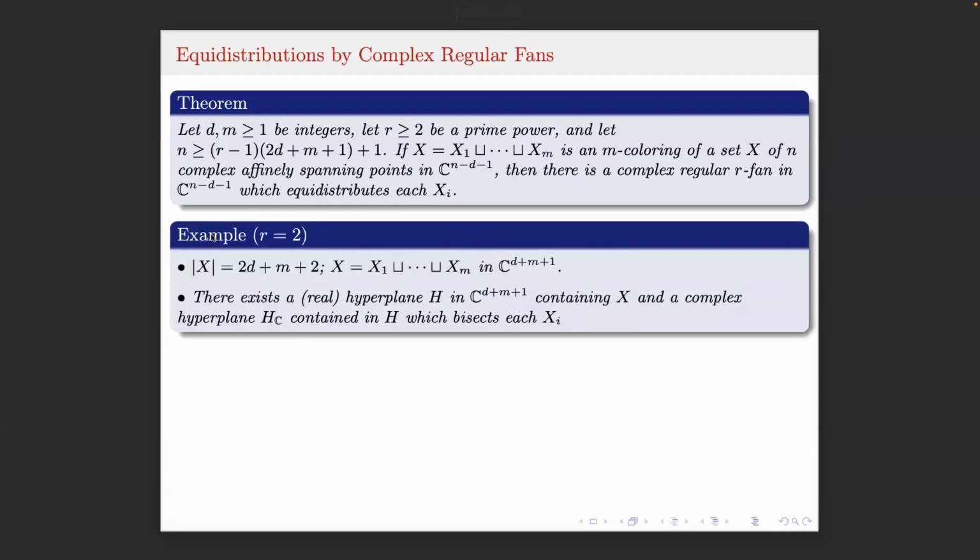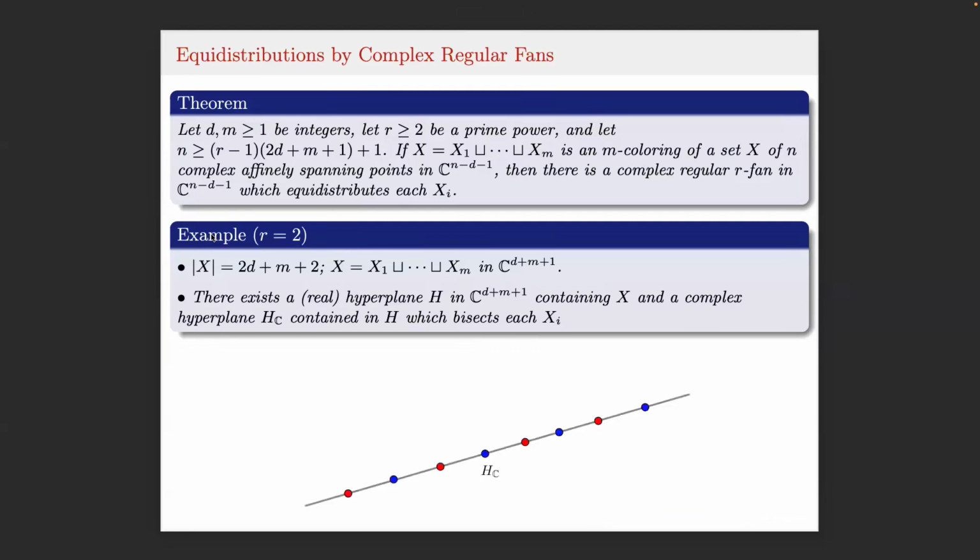So as an example, and this is going to show again that these sort of things hold when the point sets are small. They have to be small. When R is equal to 2, let's say I have this set X of complex affinely spanning points, 2D plus M plus 2 of them, and I divide X into M color classes in R^(2D+2M+1+2). Then the statement is that there's a complex regular 2-fan, which is to say there's a hyperplane H, and that hyperplane is going to contain X. And then inside that hyperplane, there's a complex hyperplane that's contained in H, and which bisects each of these color classes.